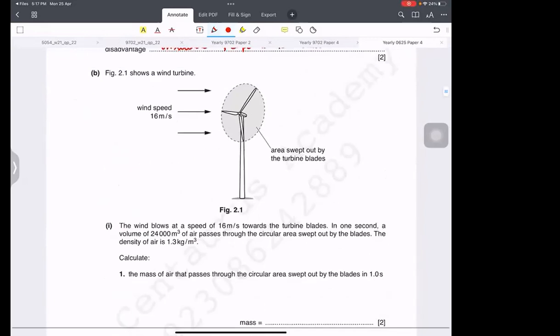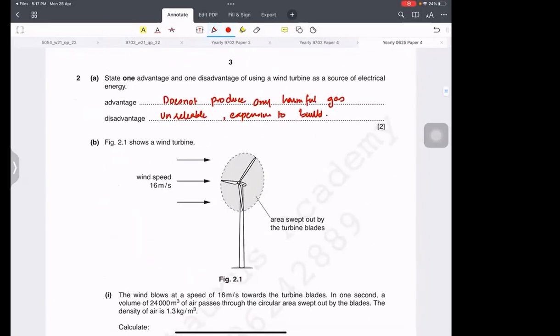Okay. Yes. For advantage, can you write it is sustainable? Yeah. Sustainable, if you mean by that you're equating it to renewable, then that's fine.